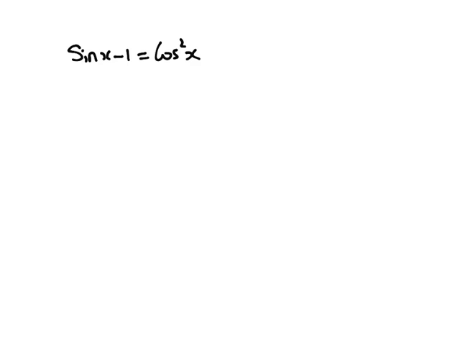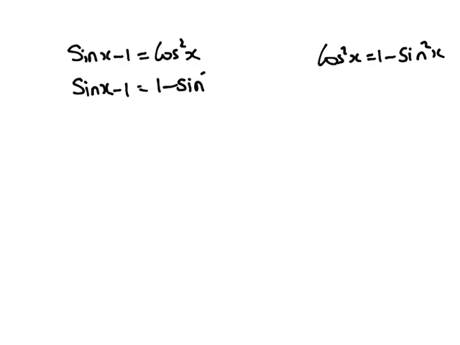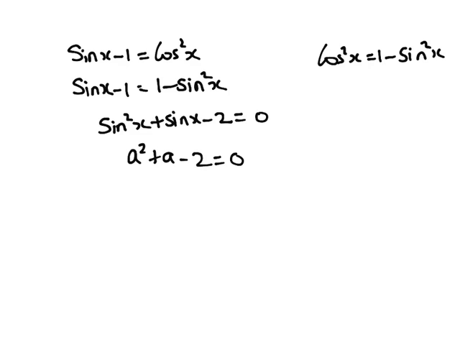Sin x minus 1 equal to cos squared x. Now we know that cos squared x is equal to 1 minus sin squared x, right? So I can write it as sin x minus 1 equal to 1 minus sin squared x. Now if I rearrange it, I'll get sin squared x plus sin x minus 2 equal to 0. Now as you can see, this is a quadratic equation in sin x, and if you take sin x as a, you will get a squared plus a minus 2 equal to 0, and then we can go ahead and solve it like we did in the previous two problems. So it's very, very simple. So let us see one more problem.